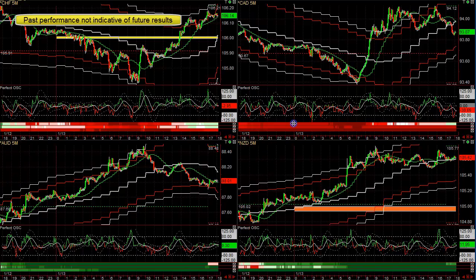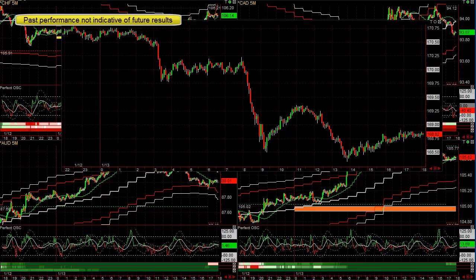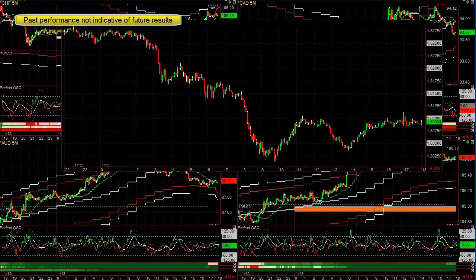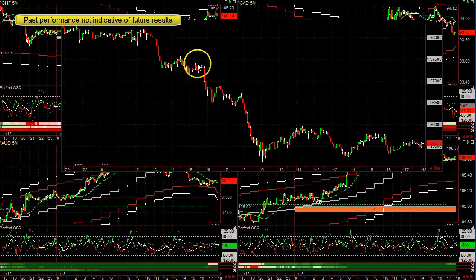The pound was weak, the Australian is strong, so we want to sell the pound Australian. And again, look at it just go down, down, down all day long. Let's look at the pound New Zealand. Down, down, down all day long.